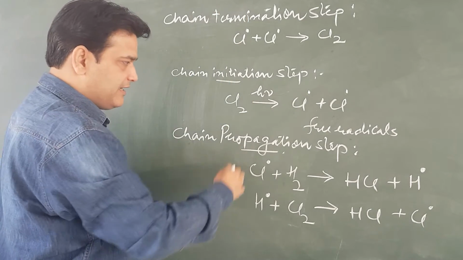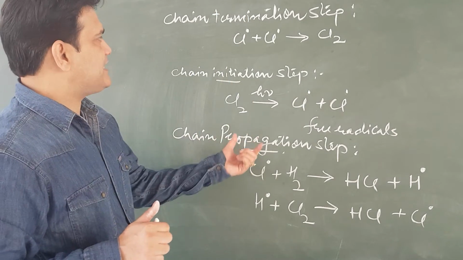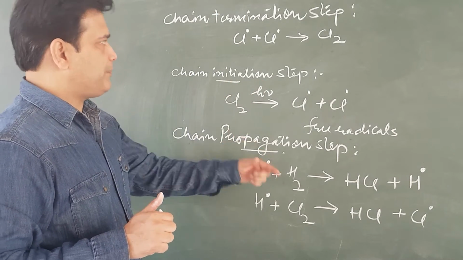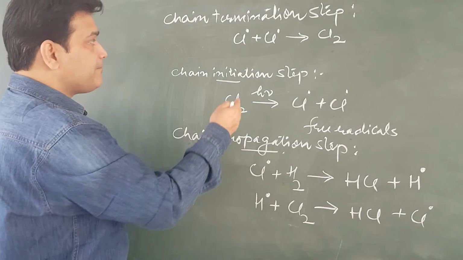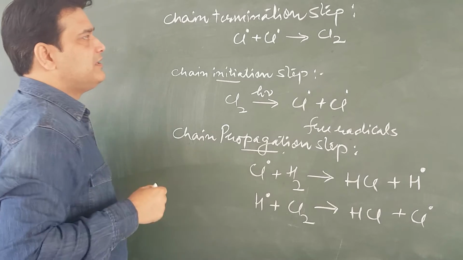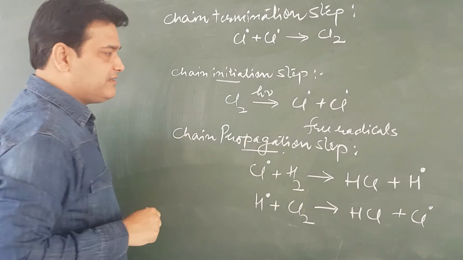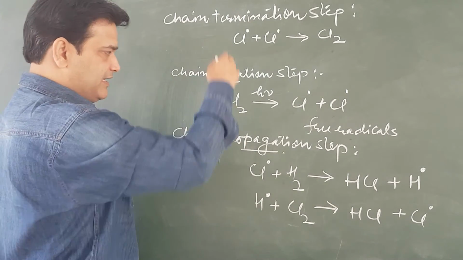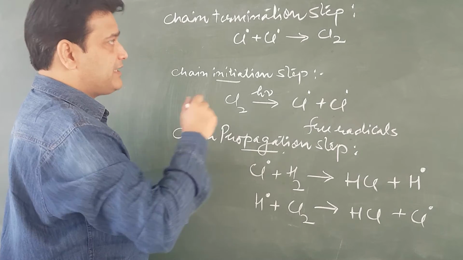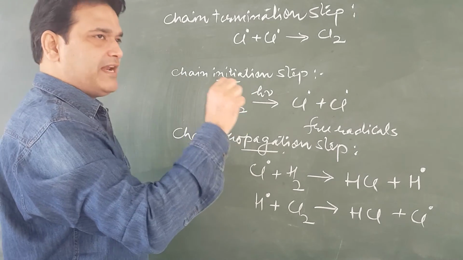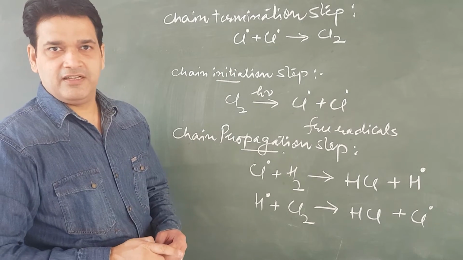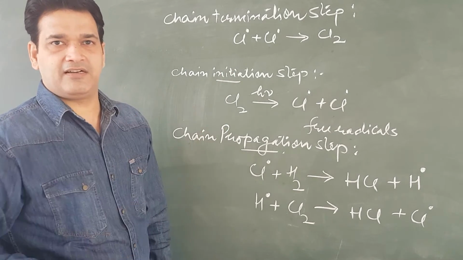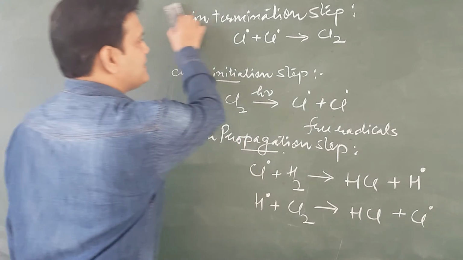So this is the mechanism in three steps: initiation, propagation and termination. Obviously, photochemical breaking of chlorine is required in the mechanism. But when we experimentally determine the order of the reaction, then a surprising factor comes. What is that?